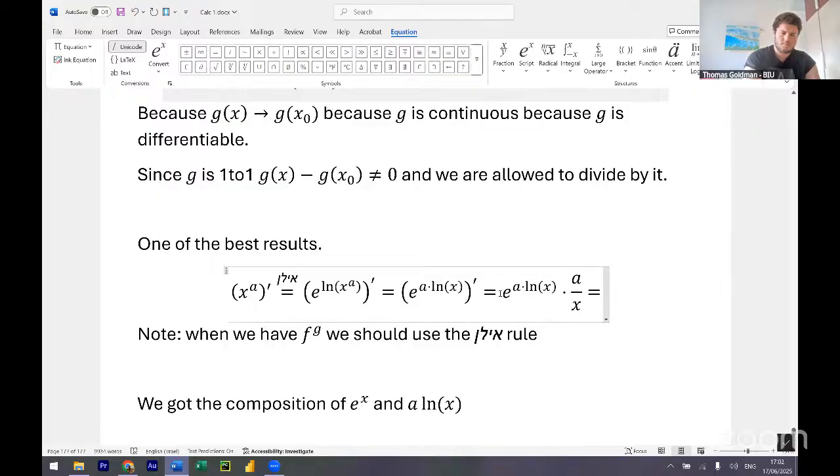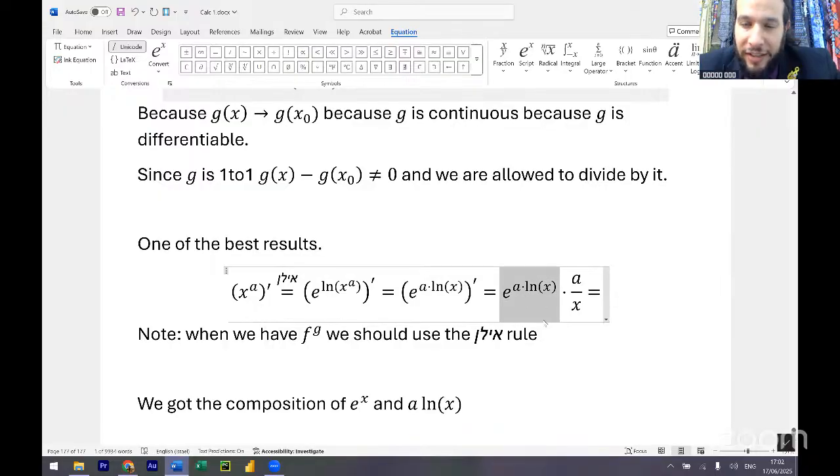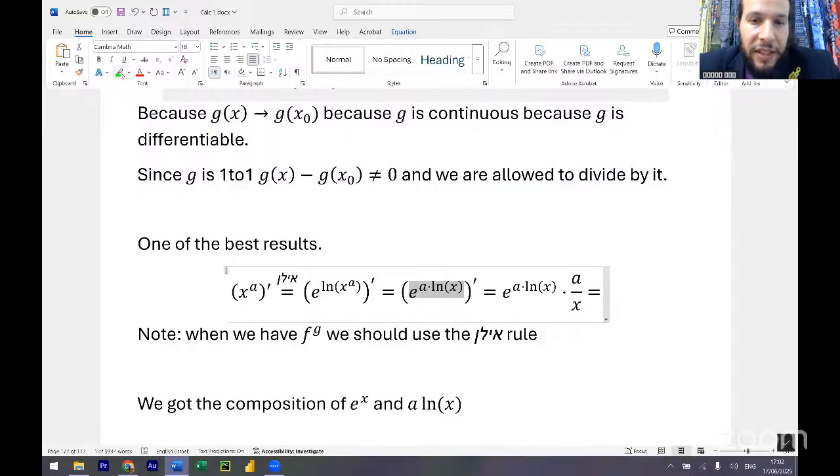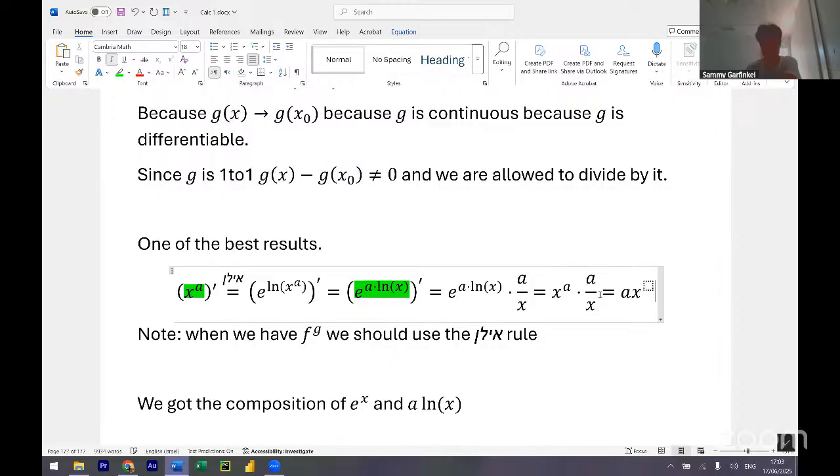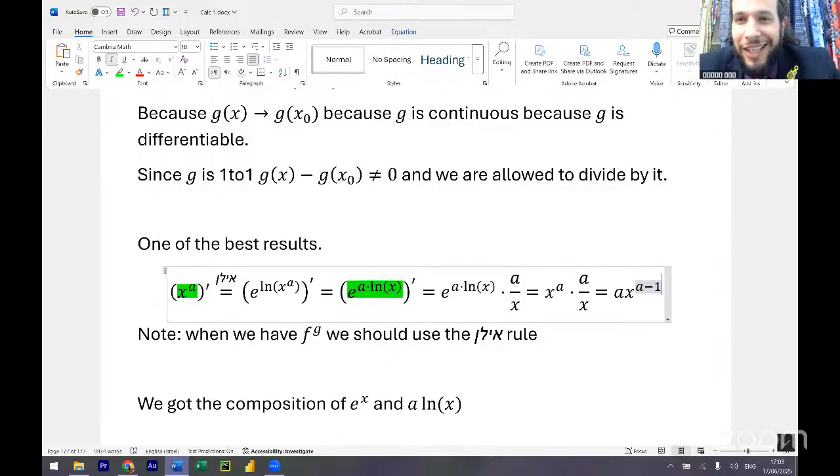But what is e to the power of a ln x? How can one simplify? X to the a. Exactly, that's x to the a. We're going back. So that's x to the a times a over x, which is equal to, drum roll, a x to the a minus 1. Exactly. And that's the result we all know and love.